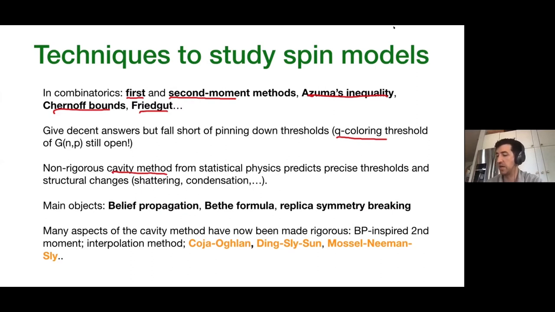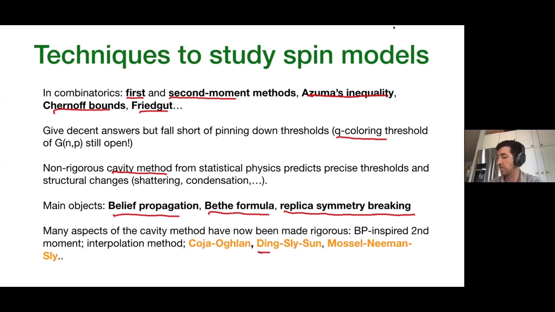And then the main objects here are belief propagation, something called the beta formula, and replica symmetry and replica symmetry breaking. I do want to emphasize, though, that in maybe the last 5 years, many aspects of the cavity method have been made rigorous. And so we are coming closer to understanding on a rigorous level these physics predictions.